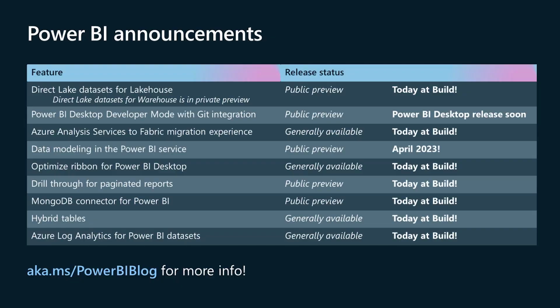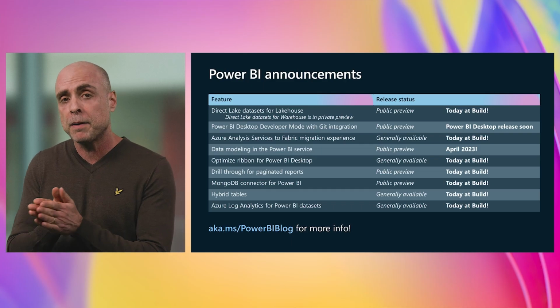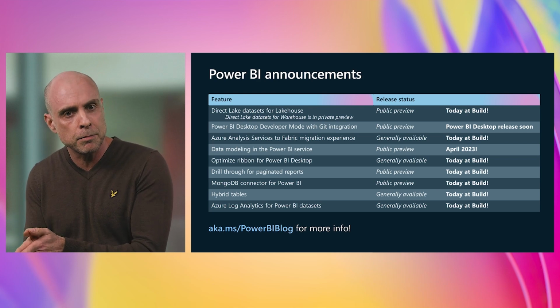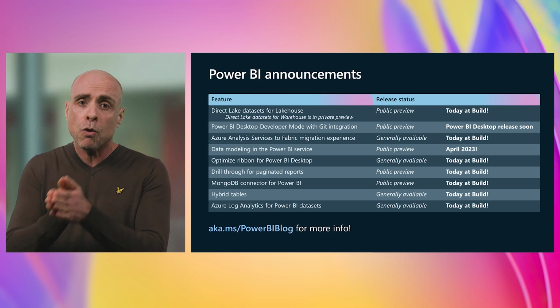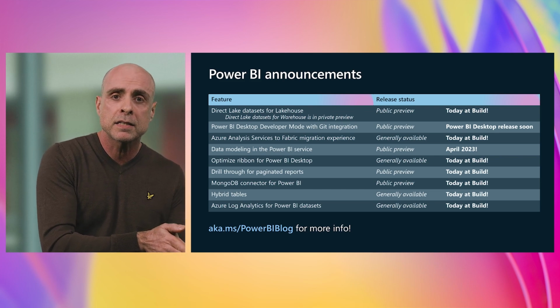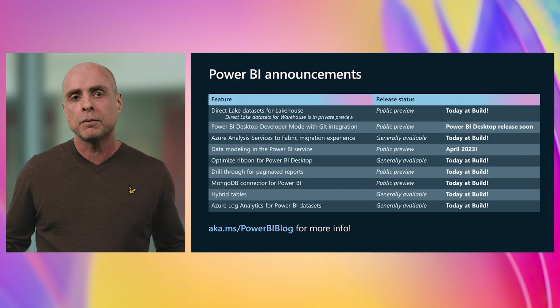Lastly, let's summarize the important Power BI announcements. Direct Lake datasets in Fabric is in public preview. Try them out today. Power BI Desktop Developer Mode public preview is coming to a release near you very soon. It's so close I can almost touch it. Azure Analysis Services to Fabric automated migration is generally available. Not only migration to Power BI Premium, but now you can take your semantic models from Azure Analysis Services all the way to Fabric with just a few clicks and align with the Microsoft BI product roadmap.